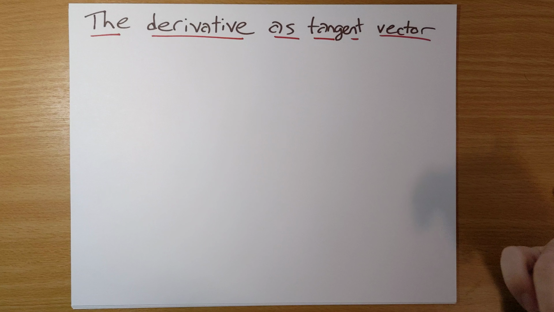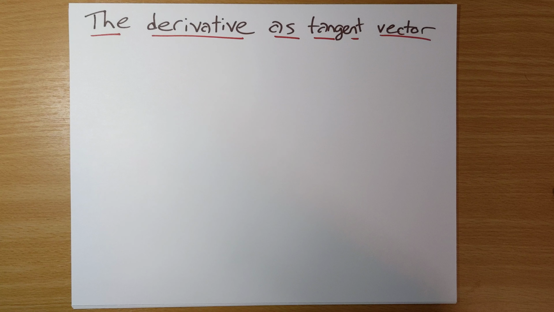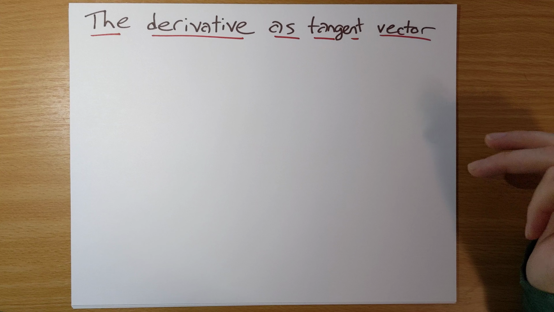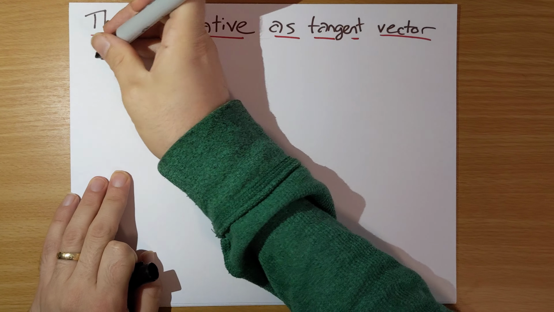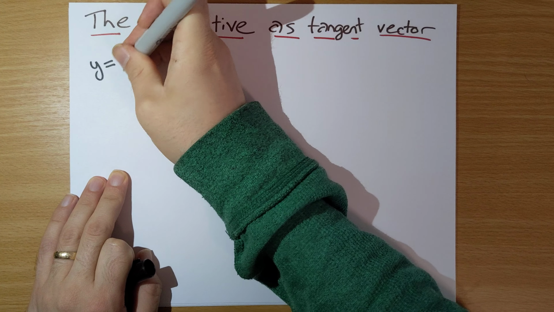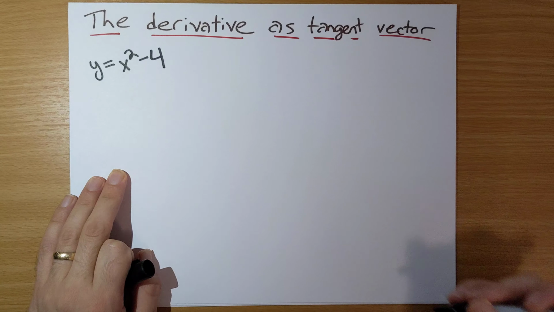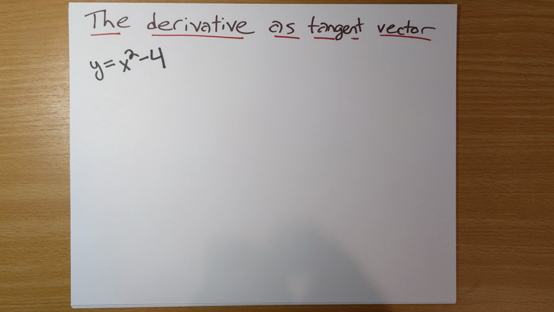The derivative as tangent vector. To motivate this video, I want to talk about things going on in one-dimensional space, just y is a function of x. So suppose that we just have y is equal to x squared minus 4.